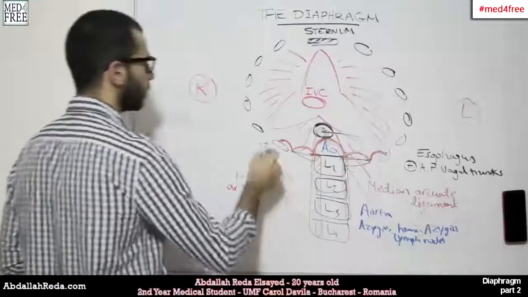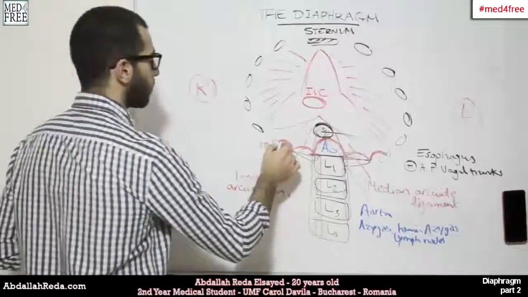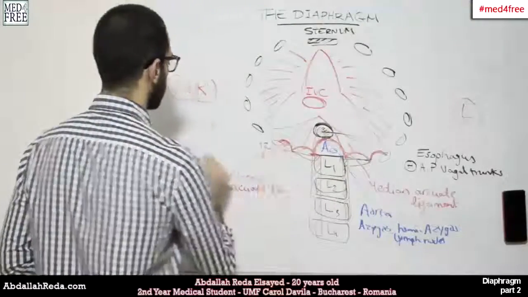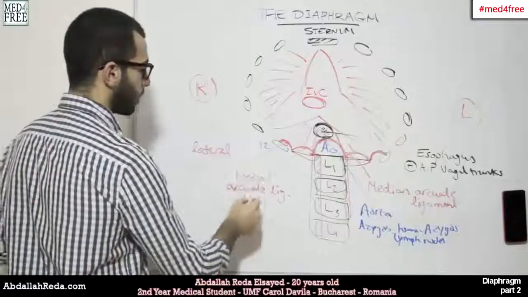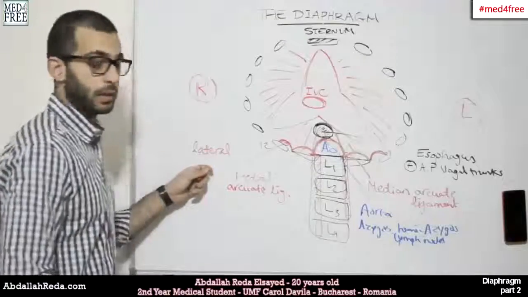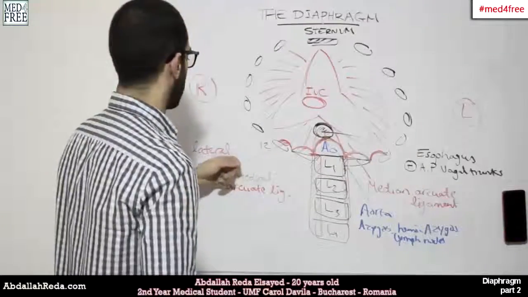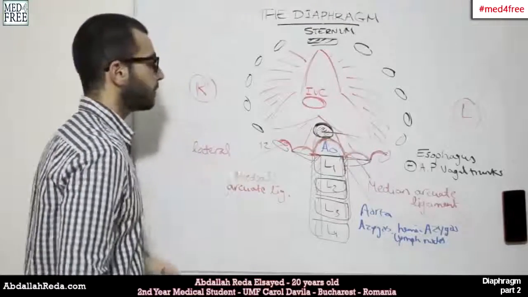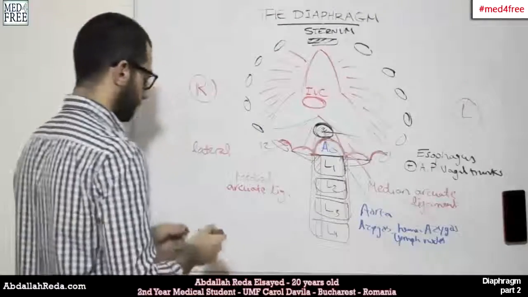again and attach on the 12th rib, forming the third ligament, which is called the lateral arcuate ligament, the lateral arcuate ligament. And this ligament will pass over the quadratus lumborum muscle. So these are the ligaments that we have.